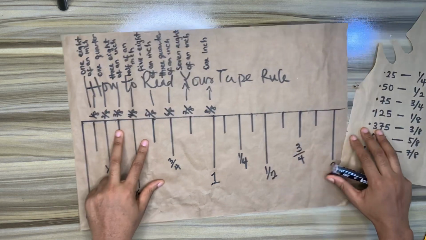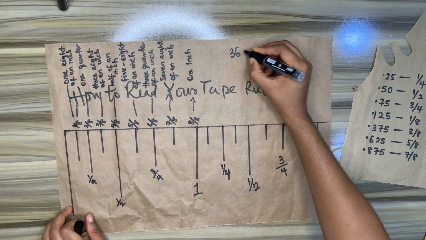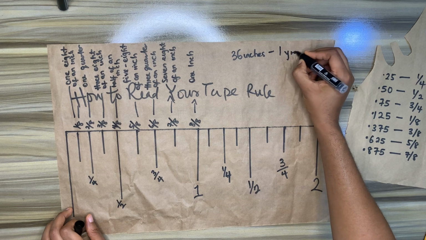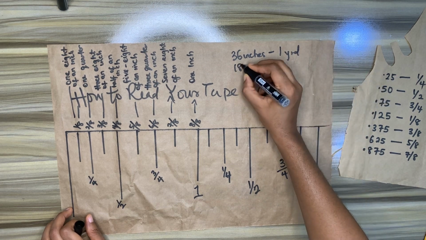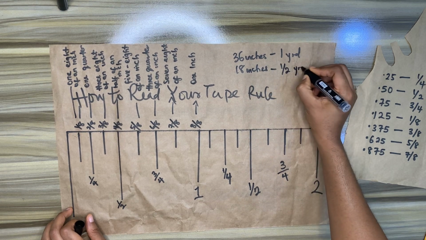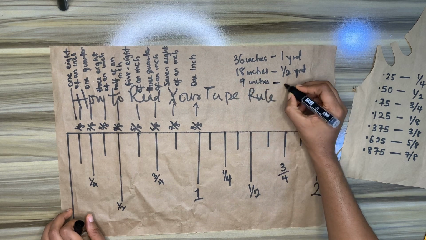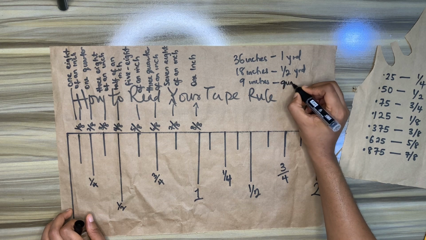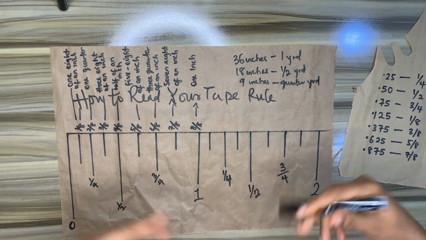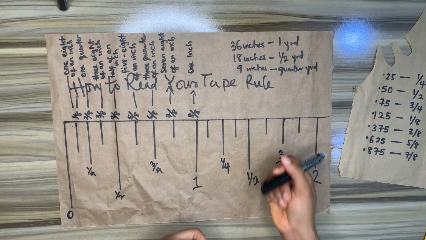Then secondly, I want us to know that we have 36 inches that make 1 yard of material. 1 yard. 18 inches make half yard. 9 inches make quarter yard. So you should know this basis as a designer, as a tailor. Do you get? Remember how to read this, and then we're good to go.